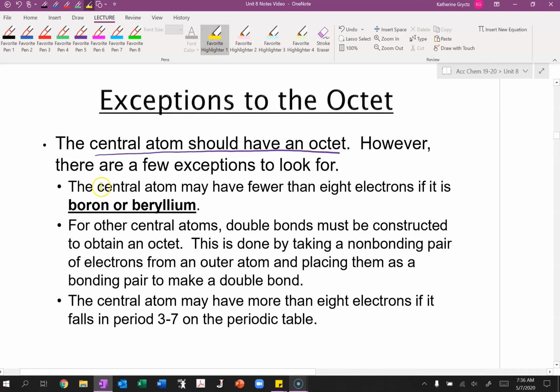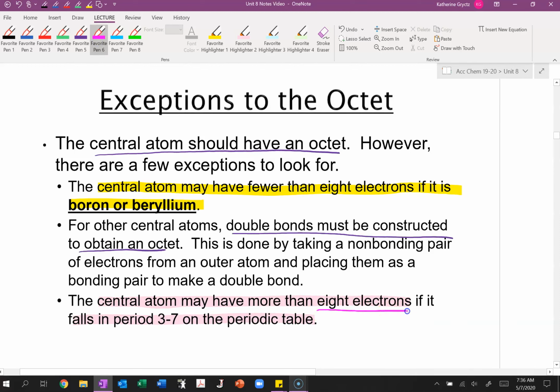The central atom may have fewer than 8 if it's boron or beryllium. We have found in nature that those two atoms will form bonds and molecules and will not achieve an octet. They just are, so we have to draw molecules that represent that. If it's not one of those two and it's lower than 8, you're going to have to form what are called double bonds, which we're looking for in order to obtain an octet. So we will definitely look at that. And then there is a rule that the central atom may have more than 8 electrons if it falls in periods 3 through 7 on the periodic table.